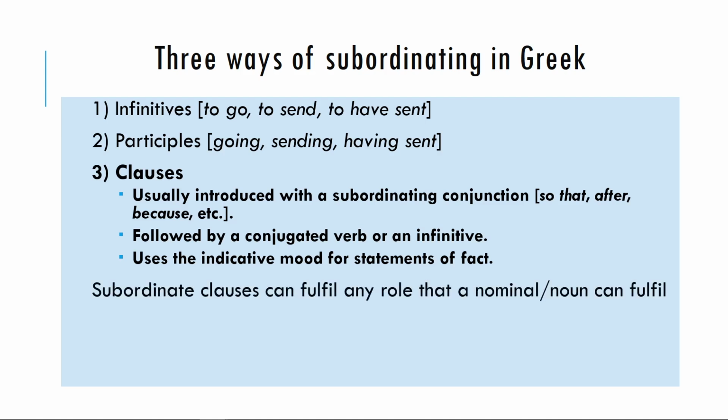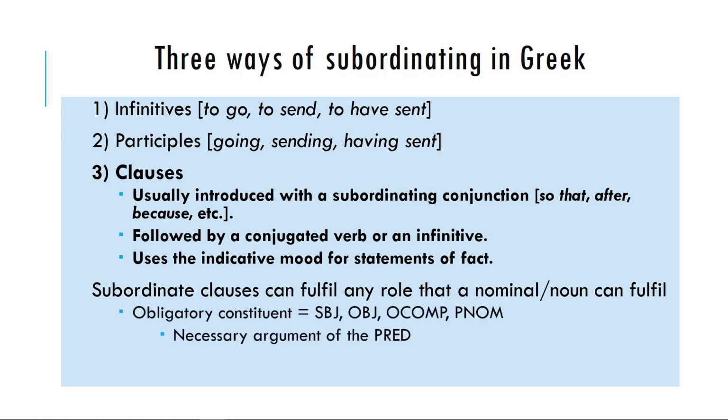One thing you have to know is that subordinate clauses can fulfill any role that a nominal can fulfill. So it can be the subject of a sentence. It can be the object of a sentence. It can be the predicate nominative. It easily can be a necessary argument, although it's often an optional argument. So in other words, the verb of the subordinate clause can be labeled almost any way that a noun could be labeled, and then some. It can also be labeled as an adverb.